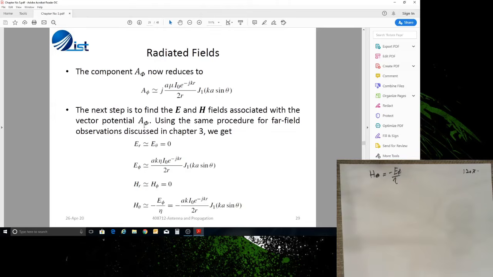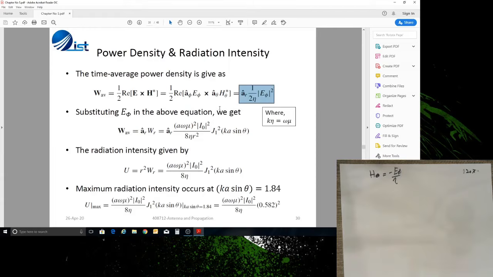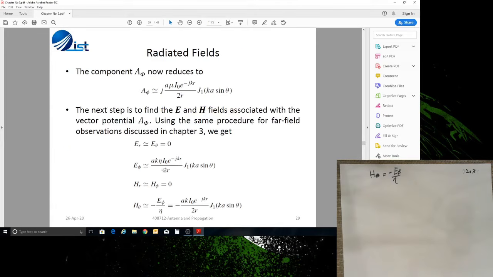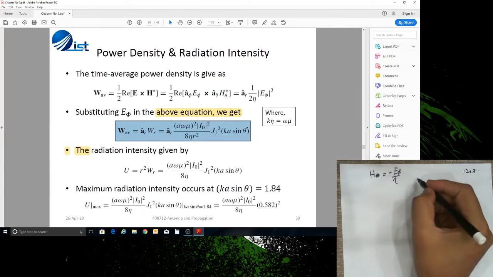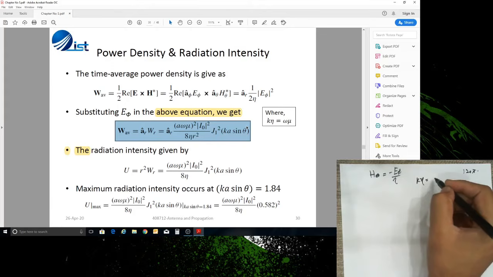So now the E phi expression that we have obtained, if we substitute it, then the average power density expression will come out to be this expression. Okay, and in this expression, if you substitute this E phi over here, you would see that your expression will have the term k and eta rather than omega and mu. So your k eta is actually equal to omega mu.